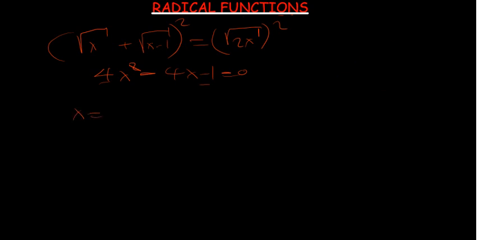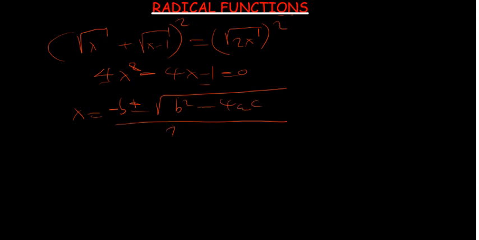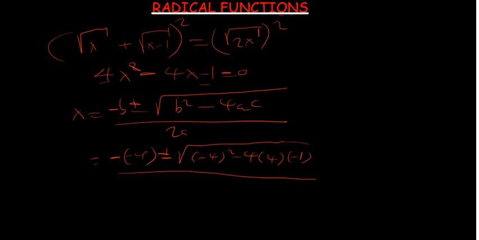x is equal to negative b plus or minus the root of b squared minus 4ac, divided by 2a. So that will be negative, our b is negative 4, plus or minus, our b, which is negative 4, we square it, minus 4, the a is 4, and then the c is negative 1, divided by 2a, which is 2 times 4. So this is going to give us positive 4.